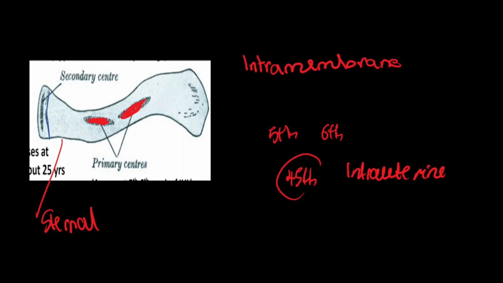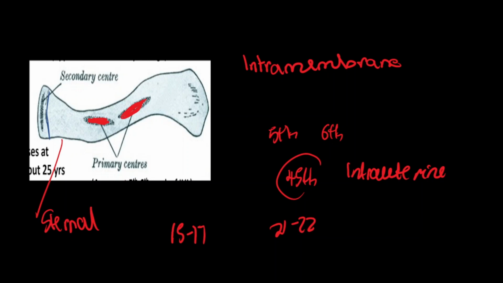The secondary ossification center appears at about 15 to 17 years of age, and it fuses at about 21 to 22 years of age, where it fuses with the shaft of the clavicle.